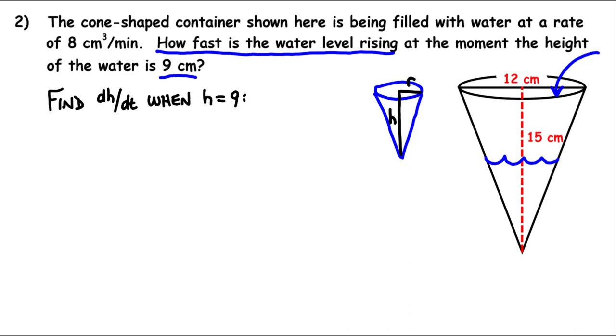This 8 that's coming in is volume. It's obviously water is 3-dimensional. If you didn't realize it's volume, the cubic centimeters per minute should give that away. So that 8 is actually dV/dt. I'm going to write that down. So dV/dt is 8. Just in case we need that later, we'll have it written and we can find it. And we need an equation, as I mentioned.